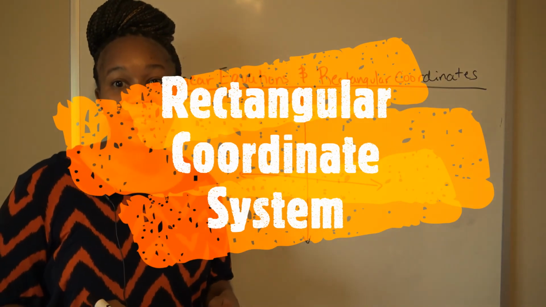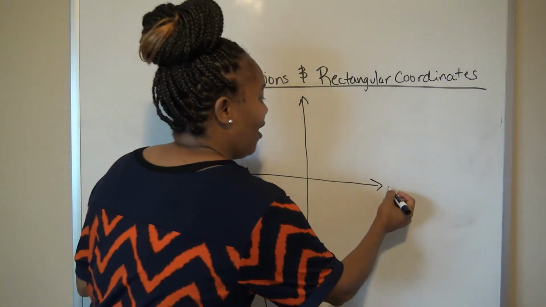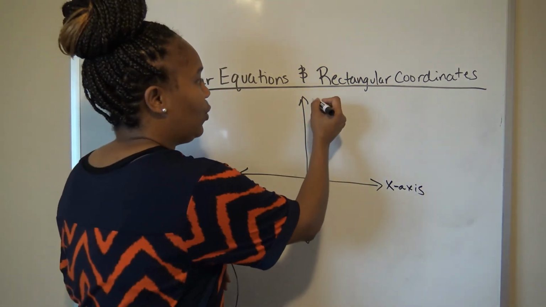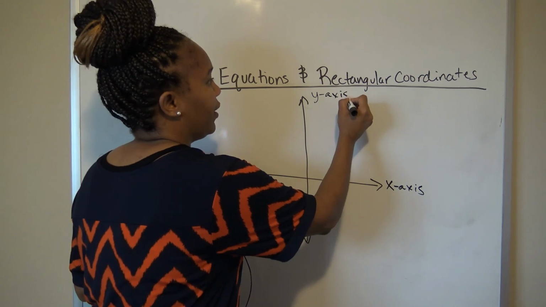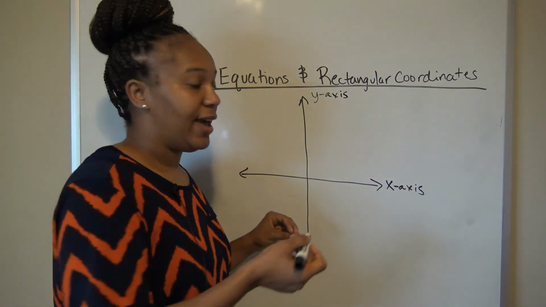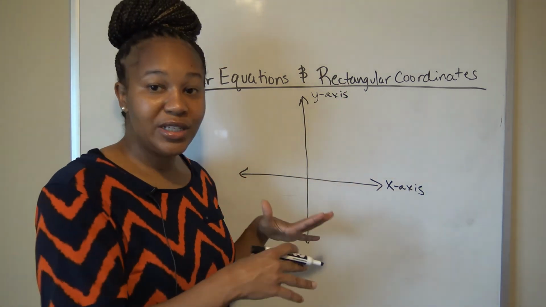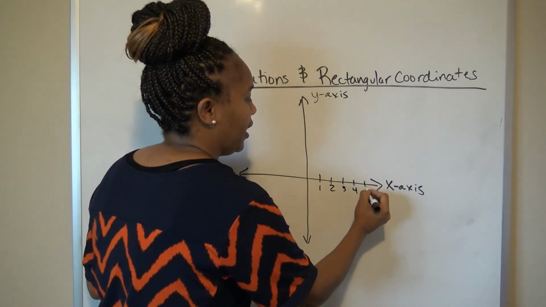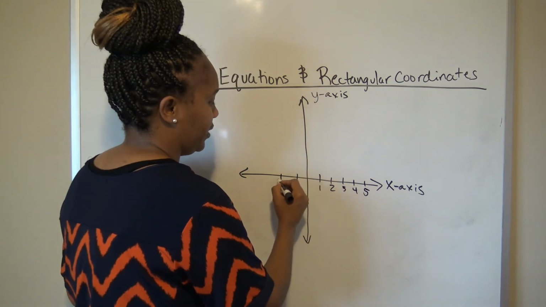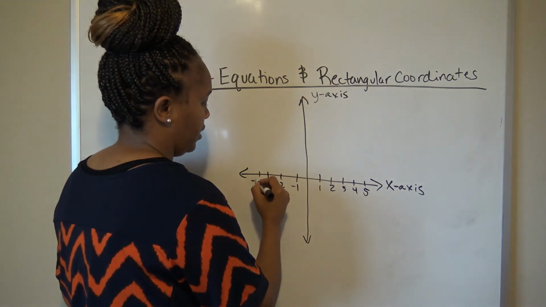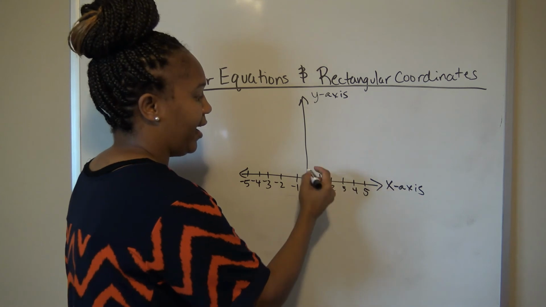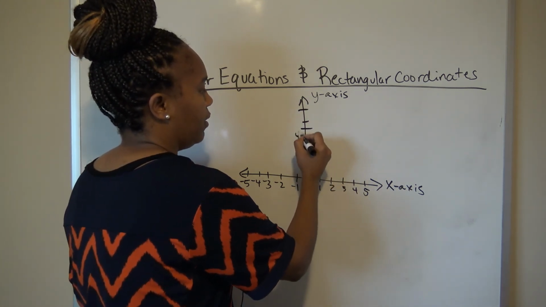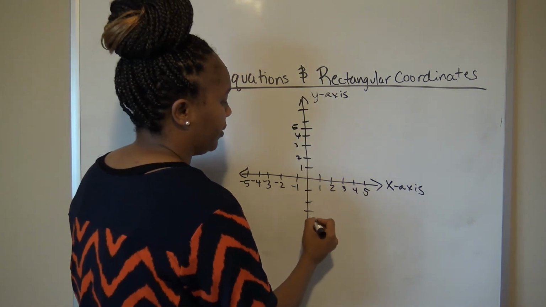The rectangular coordinate system is comprised of what we call the x-axis, which is your horizontal axis, and the y-axis, which is your vertical axis. On the x-axis, it's almost like that number line we just looked at. Your positive numbers go to the right, and your negative numbers go to the left. On the y-axis, your positive numbers go up, and your negative numbers go down.